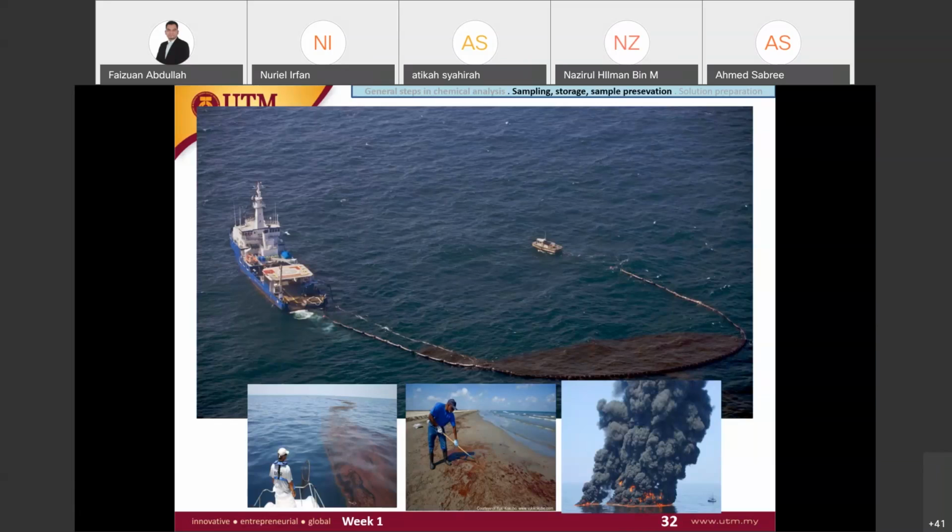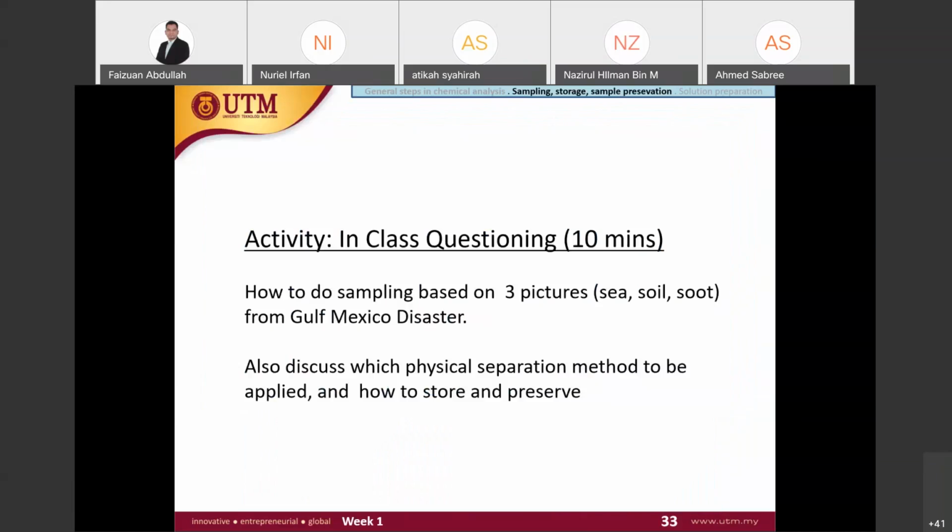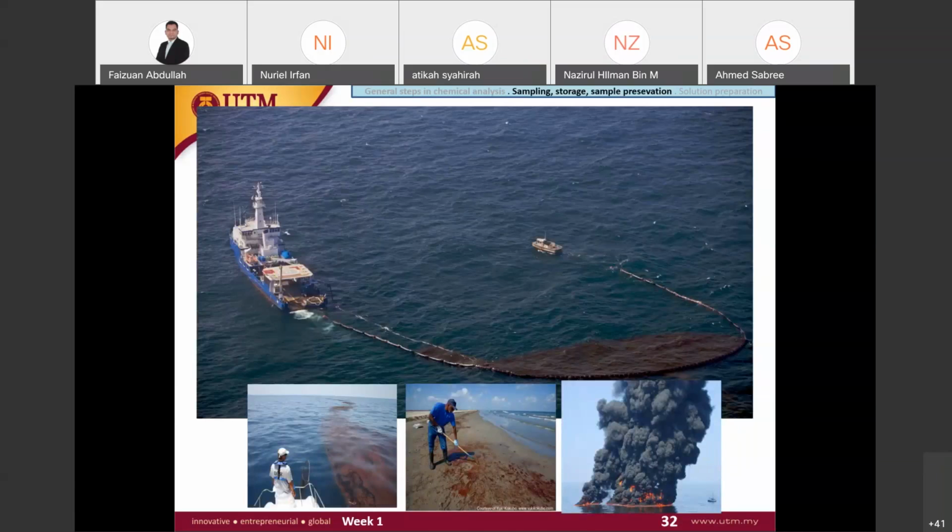And then in the third photo, at the right side of the slide, you can see a small oil fire on the seawater producing smoke. There is a small boat there carrying an analyst who is trying to sample the smoke, a burning oil on the seawater. All right. How do we sample all these types of samples? For the first one, how do we sample the seawater?